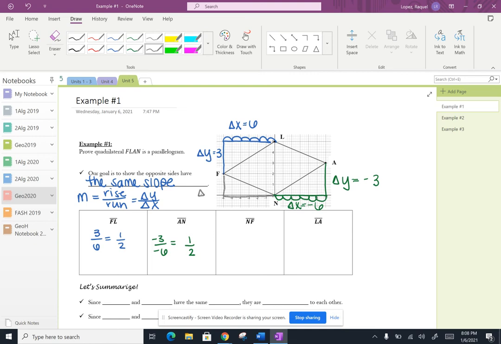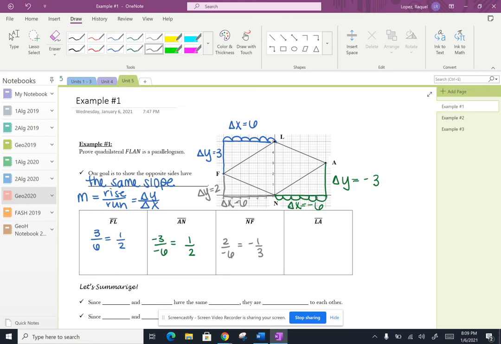Okay, let's do NF. My change in y is going to be 1, 2, move 2. And then my change in x looks like it's going to be 6 again. Change in x is 6. So my slope here is going to be 2 over -6 because I moved to the left, which means that my slope is going to be -1/3. You can leave your slope as 2 over -6, or you can simplify it down to -1/3.